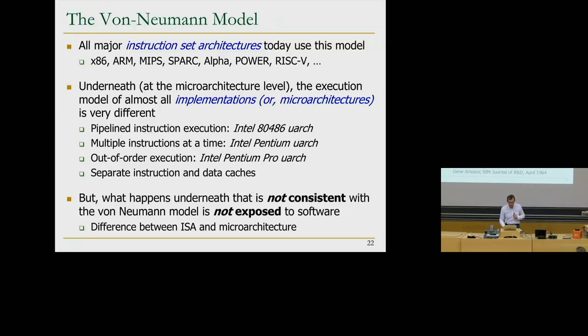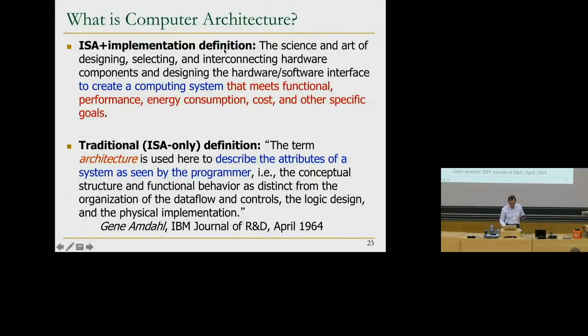Microarchitecture is what happens underneath. So you can read these definitions yourself. But basically, this is computer architecture. When you think about computer architecture, there are two kinds of definitions. The traditional definition is this one, which was actually provided by Gene Amdahl: the attributes of a system as seen by the programmer, as distinct from the organization of the data flow and controls, the logic design. Basically, there is a distinction. Implementation is not seen by the programmer, but the attributes that are seen by the programmer are the architecture.